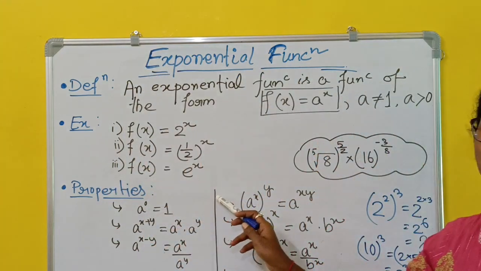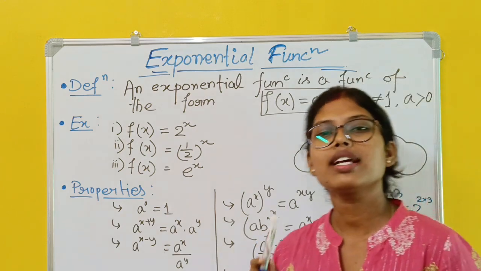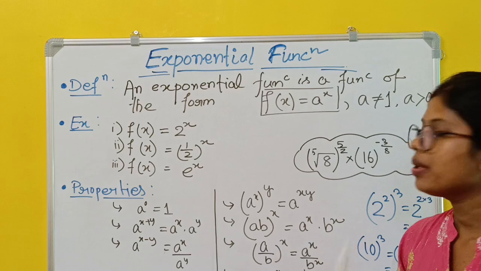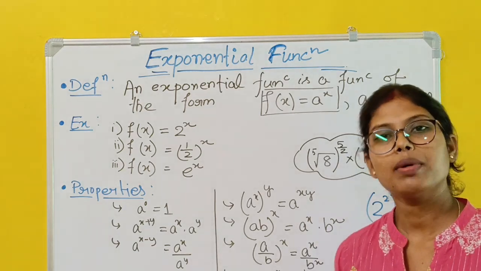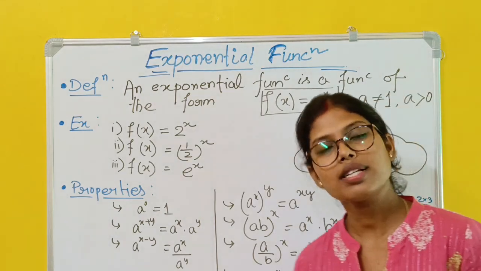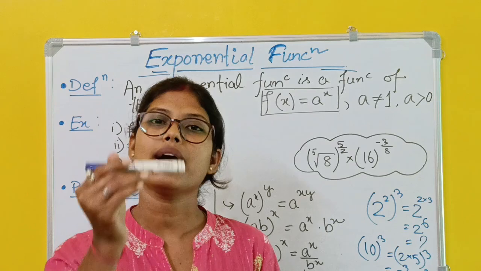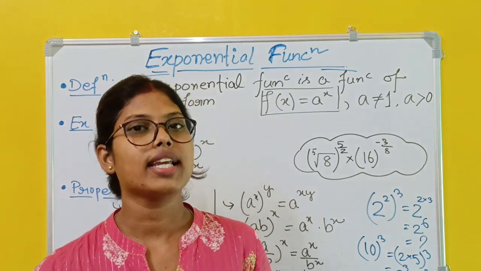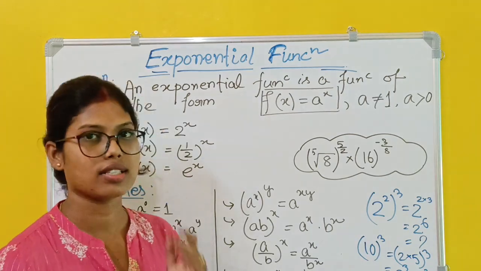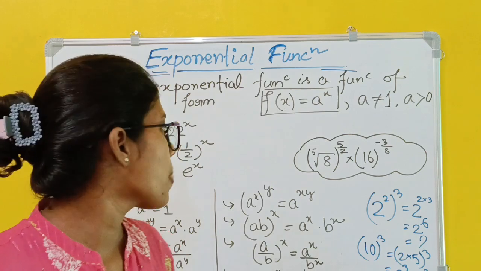A to the power 0 is 1, a to the power x plus y is a to the power x into a to the power y, a to the power x minus y is a to the power x divided by a to the power y. (A to the power x) whole to the power y is a to the power x into y. (ab) whole to the power x is a to the power x, b to the power x. (A by b) whole to the power x is equal to a to the power x divided by b to the power x, and a to the power minus x is equal to 1 by a to the power x. Clear?